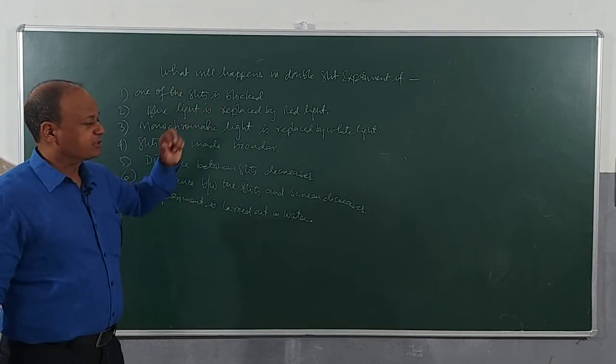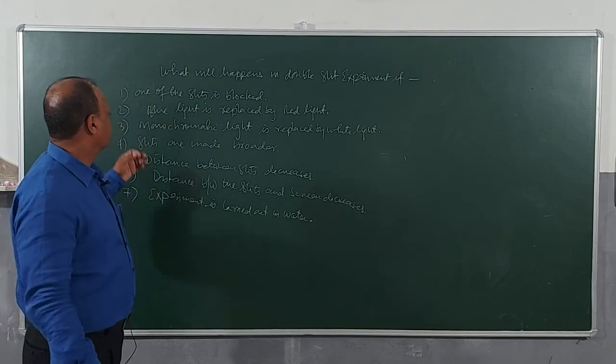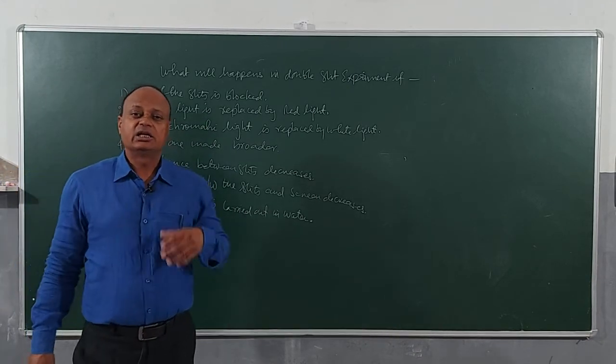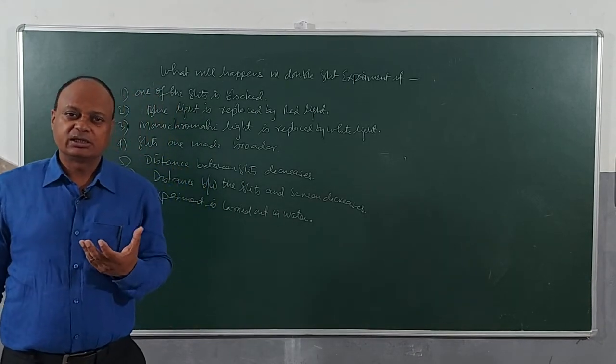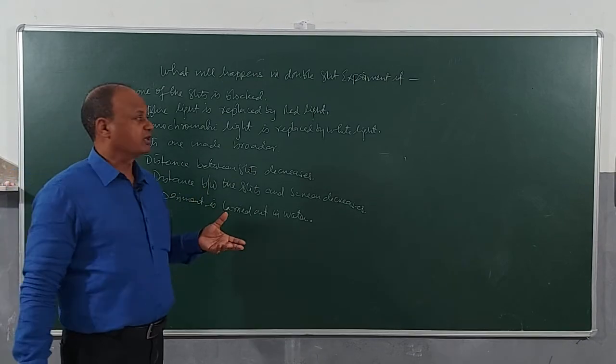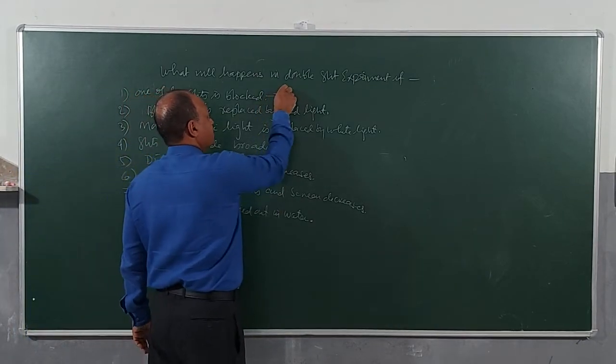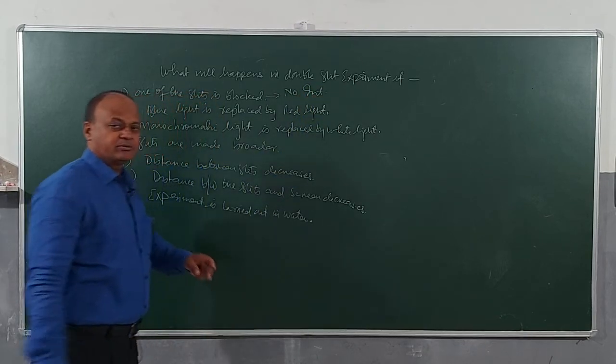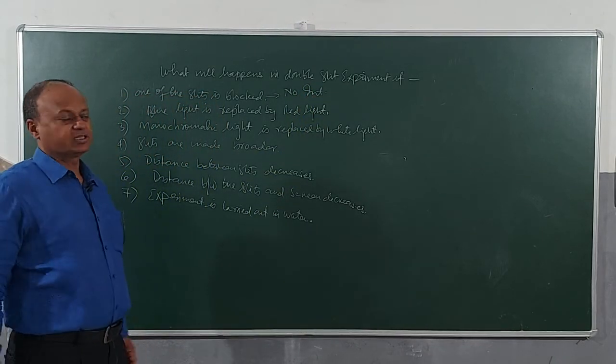What will happen in the double slit experiment if one of the slits is blocked? What will be the answer? If one of the slits is blocked, then there will be no interference. Why no interference? Because we require a minimum of 2 coherent sources for this.